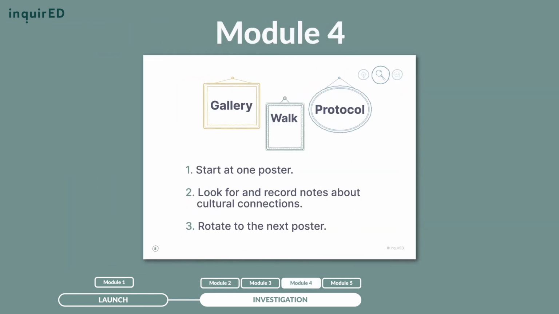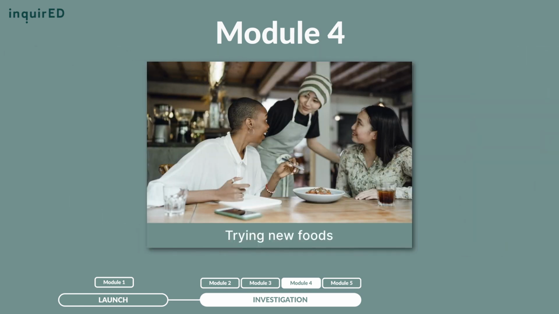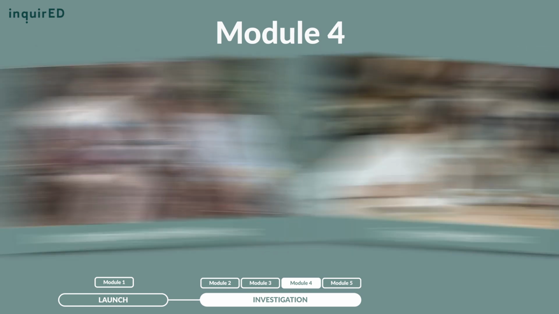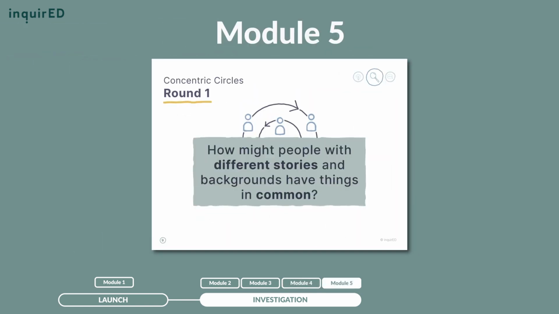In Module 4, students take part in a Cultural Connections Gallery walk, analyzing visual images to practice identifying the ways people build and maintain cultural connections. Finally, in Module 5, students participate in a concentric circles discussion activity to share reflections on their learning.